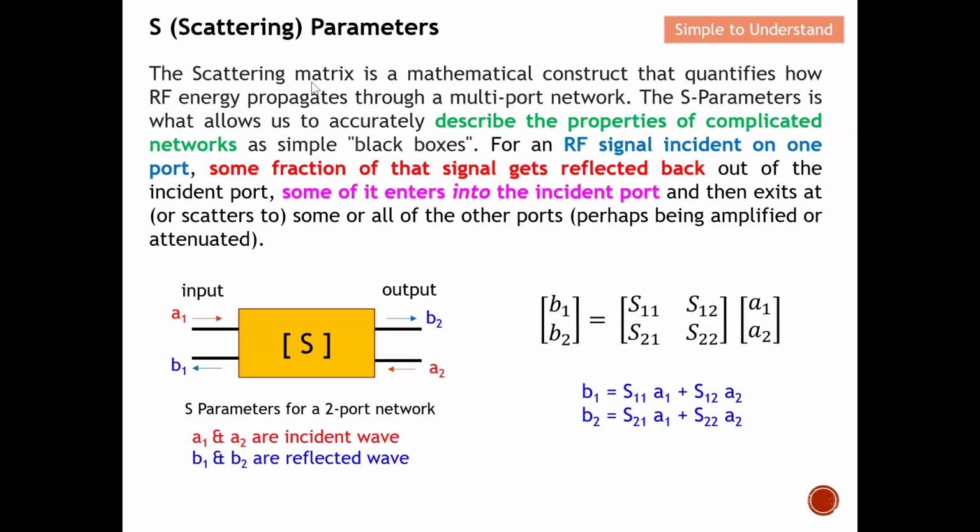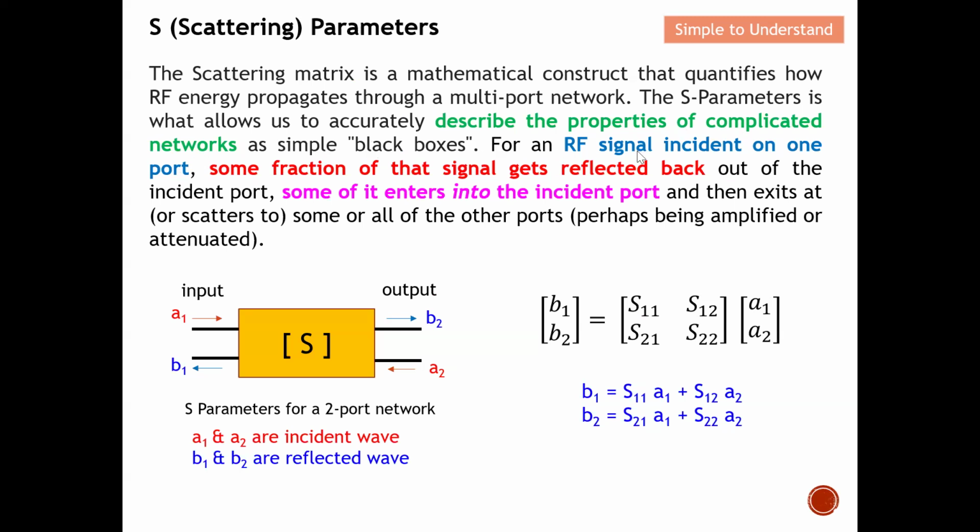The scattering matrix, in fact, is a very simple mathematical construction that quantifies how RF energy propagates through a multi-port network. Earlier on, I just described the S parameter based on a two-port network. However, S parameter can also be utilized on a multi-port network. The S parameters are what allow us to accurately describe the properties of a complicated network as a simple black box.